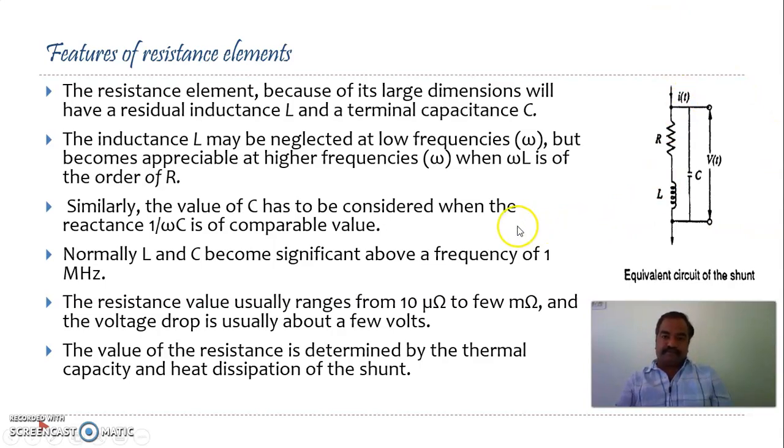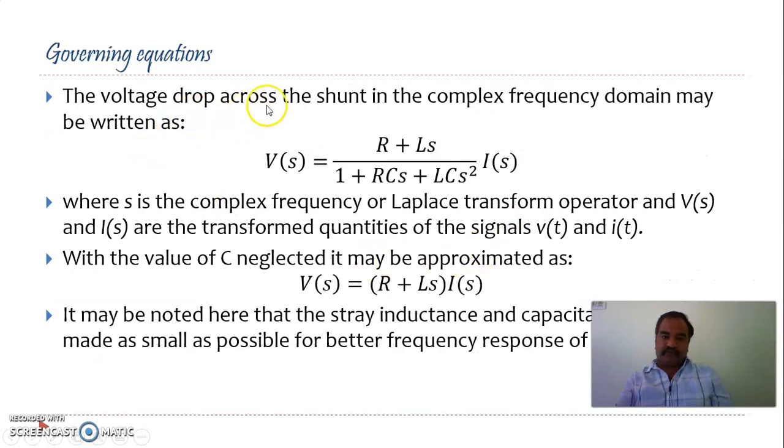Now, the voltage drop across the shunt in the complex frequency domain may be written as, you can take the equivalent circuit of all this, R, let's say. So this is your Vs. If L and C are not present, it was just Vs is equal to R into I of S. But since L and C are present, this is a complex equation now. Now, if C can be neglected, at least, this equation can be represented as V of S is equal to R plus Ls into I of S.